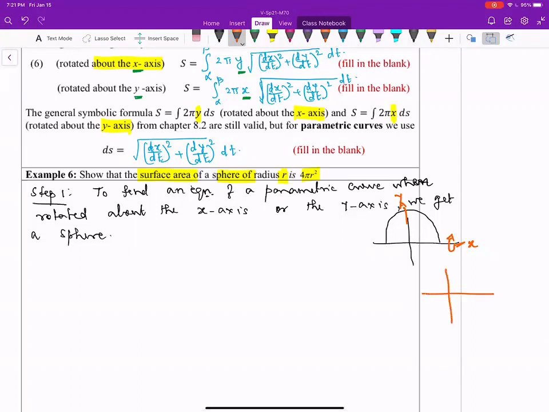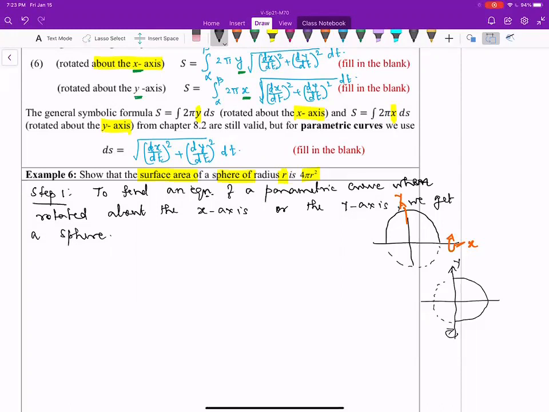Or if you consider a semicircle like this, and you rotate it about the y-axis, you're going to get a sphere. So when you rotate an upper semicircle about the x-axis, or the right half of the semicircle about the y-axis, either way, you're going to get the shape of a sphere.